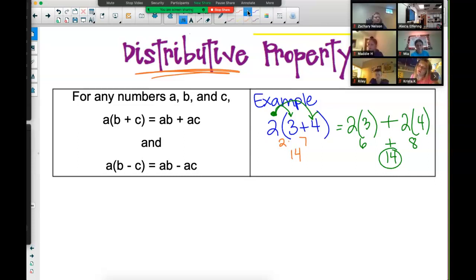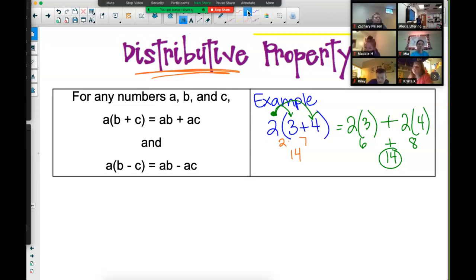So some of you might be saying, well, then why don't we just do this? Right? Okay. When we get to algebra, we can't just do this because there's going to be a letter in there. Okay? I promise you it won't be confusing when we do it. But let's practice with numbers first. Okay, let's try another example.